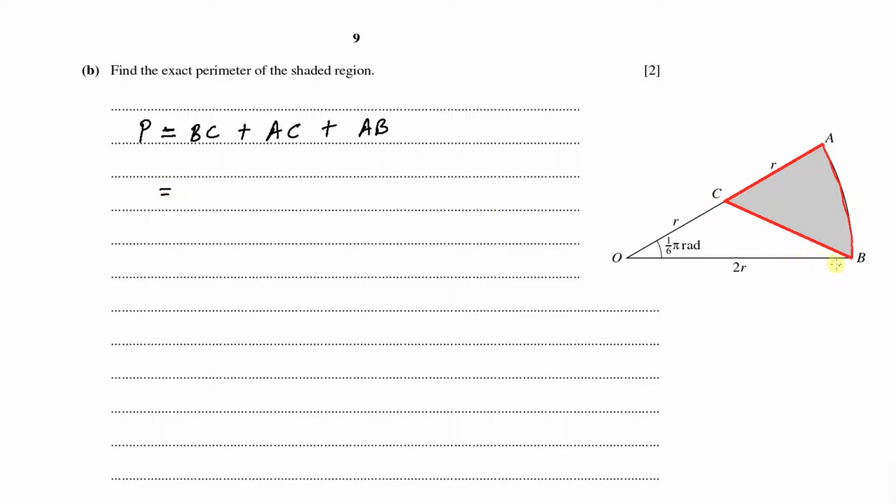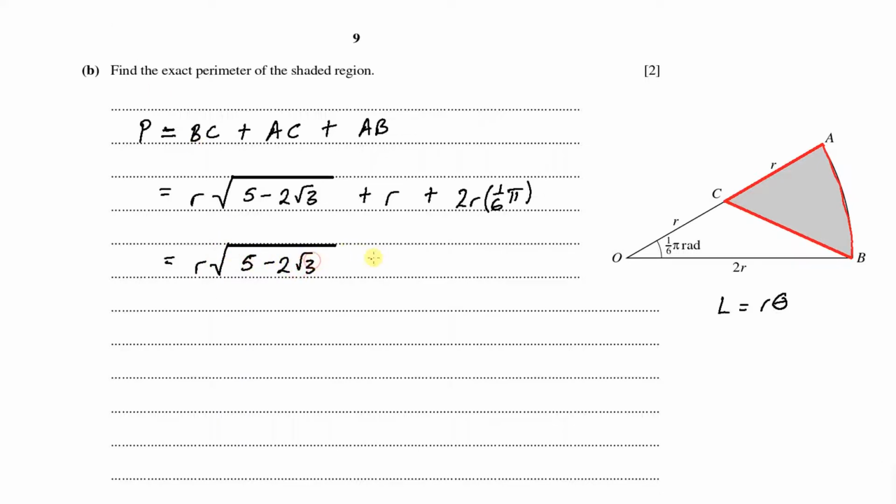So for BC, we obtained an expression for BC in part A, and it came out as R root 5 minus 2 root 3. So that's plus AC. AC is R. And that's plus the arc AB. The length of the arc can be obtained by the formula R theta. So that will be 2R, the radius of the big sector, times theta, which is a 6th pi. So this is what will give us the perimeter of the shaded region. So this will be R times the square root of 5 minus 2 root 3, plus R, plus here we get pi R over 3. And we can't simplify this any further, so this gives us the exact perimeter of the shaded region.